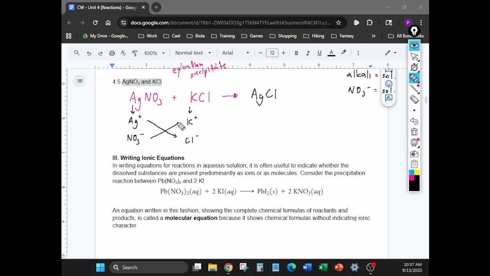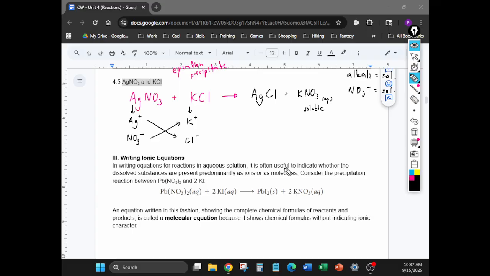And then if you take a look right here, K plus and NO3, they should form potassium nitrate. And if you look, you've got an alkali metal and nitrate. So this one is going to be soluble. Okay, so this one will dissolve in water. If you want to denote the state of matter, you're going to write aq next to it just to show that it's going to dissolve in water.